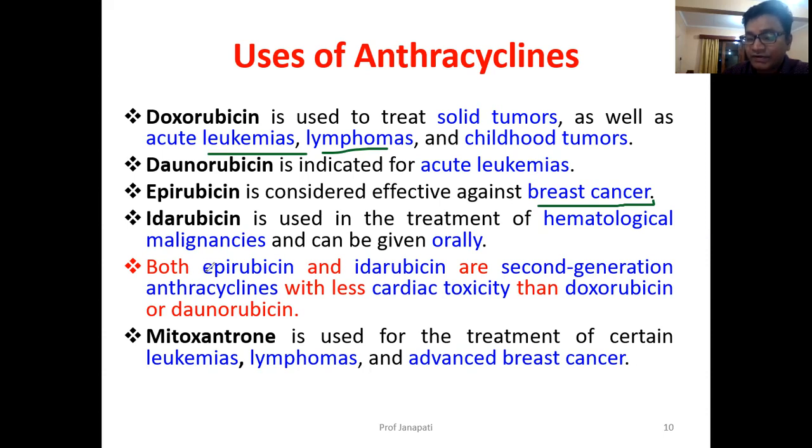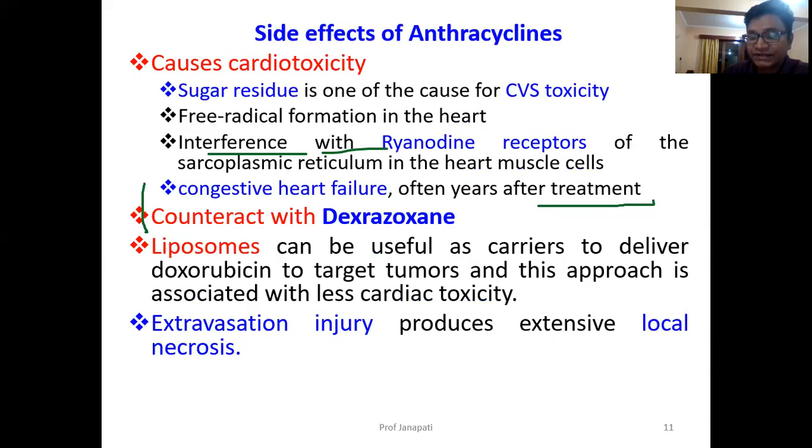And one more advantage you see, epirubicin and idarubicin are second generation drugs which have less cardiotoxic effects. Now one more drug we didn't discuss, we will discuss in the next coming class. Here it is used to treat mitoxantrone, leukemia, lymphomas, advanced breast cancer. So these are the uses.